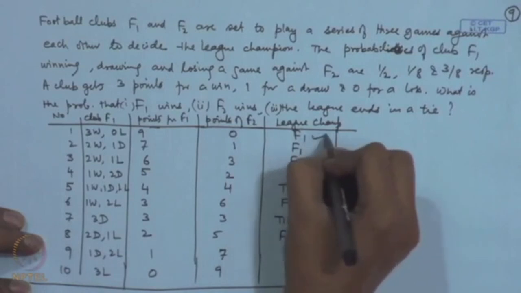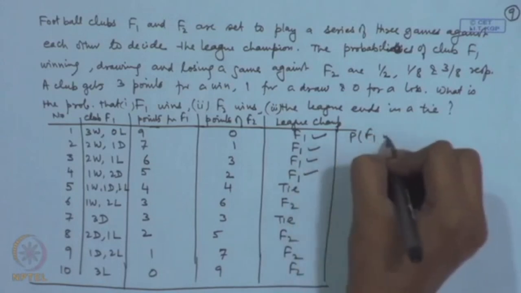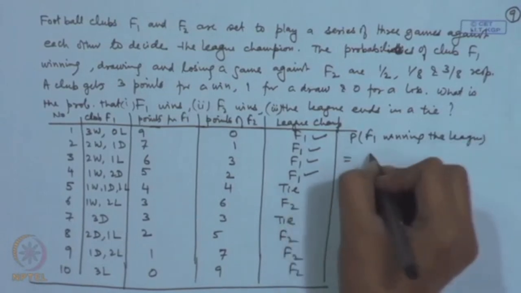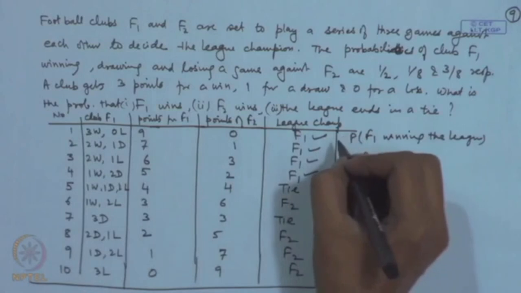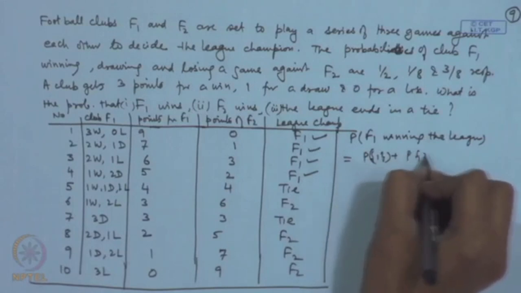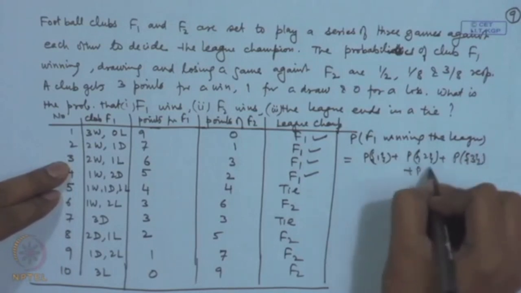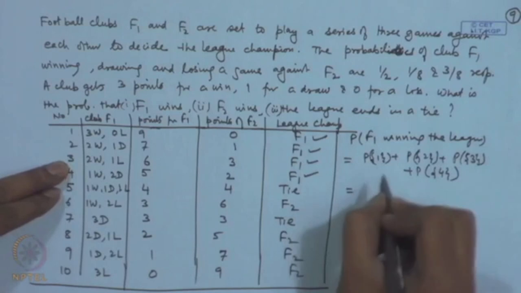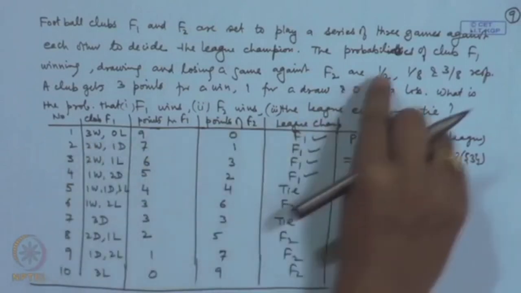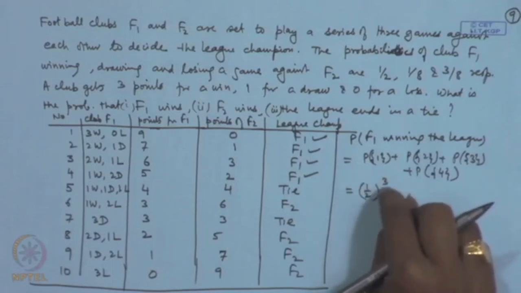For F1 winning the league, you have these cases. What are the probabilities here? Probability of F1 winning the league is equal to the probability of these 4 possibilities: probability of event 1, probability of event 2, probability of event 3 and probability of event 4. What are the individual probabilities? Probability of 1 is half cube, because probability of winning is half. In the 3 games, it will have half into half into half. So, we are assuming the independence here.